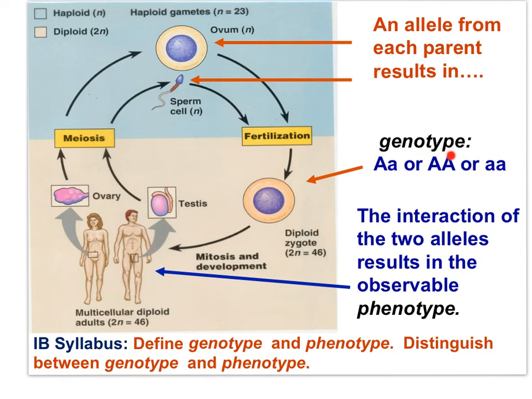The genotype is the specific composition of the alleles for a gene in an organism. The genotype determines the phenotype. The interaction of the 2 alleles results in the observable, the visible condition called the phenotype.